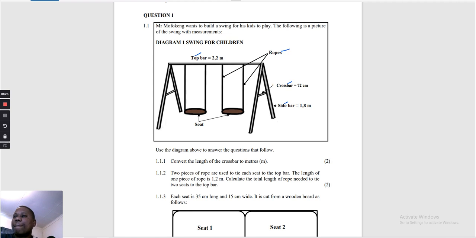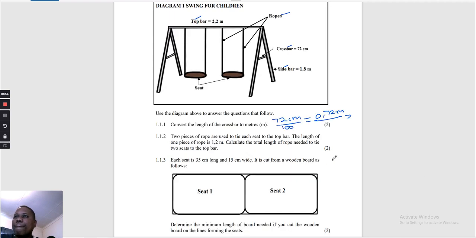Then now they say convert the length of the crossbar to meters. When you look at the crossbar, what is the length of the crossbar? It is 72 centimeters. So when you convert 72 centimeters to meters, we divide by 100, which is going to be 0.72 meters. Then let's go to the next one.